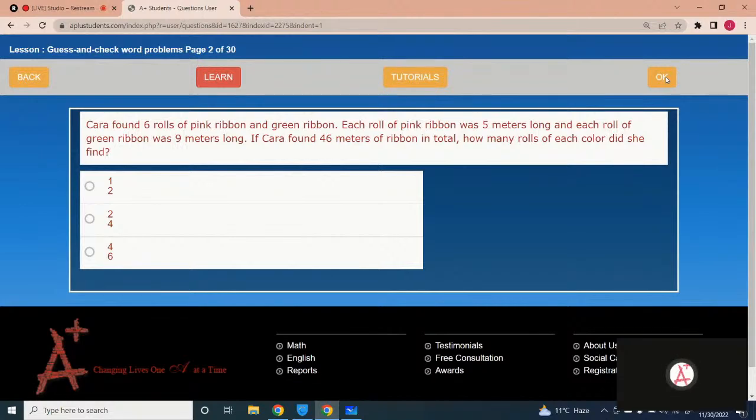Got it? So you're given the options 1, 2, 2, 4, and 4, 6. The total ribbon she found is 46 meters. You have to check which option is the correct one, how many rolls she used for each color. Got it?